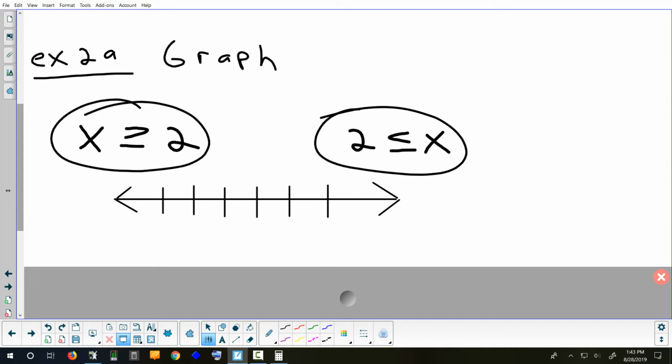Yeah? It tells you to go left or right. It tells you which way to shade. So if it's pointing to the right, you shade right. If it's pointing to the left, you shade left. If you put the variable right there, on that side.